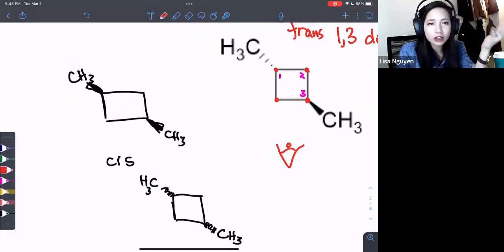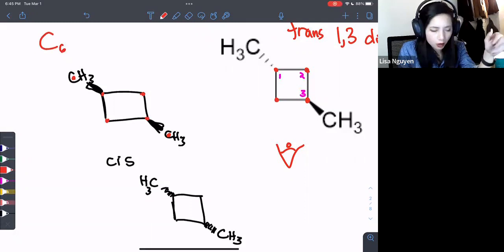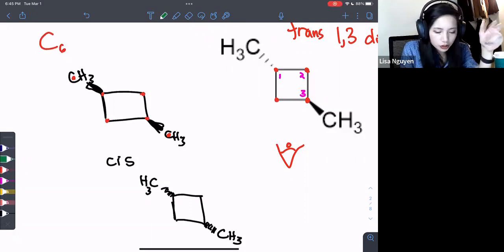So determine how many carbons are in the whole molecule. So we have, I'll put a dot, 1, 2, 3, 4, 5, 6. So there's 6 carbons there. So let's find the hydrogens. Some of them are already there for us, but let's go through all the carbons.